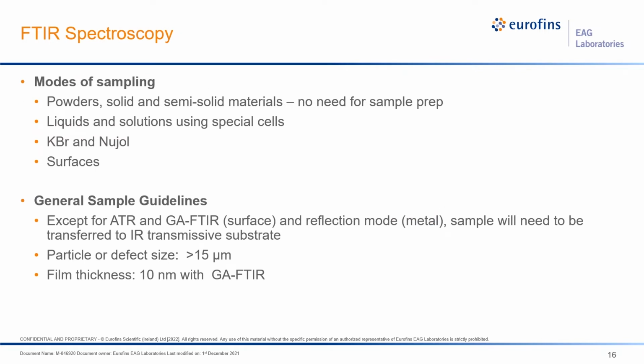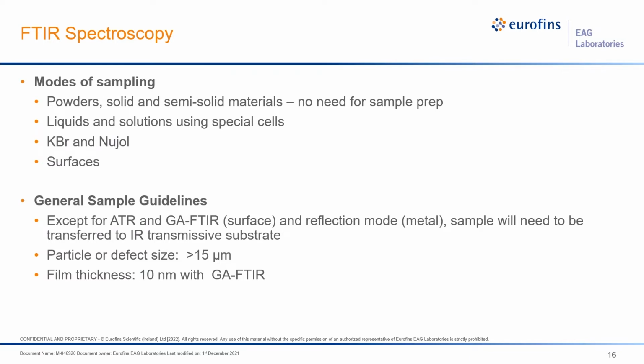So again, the big advantage of FTIR is that there isn't a need for extensive sample prep. You can essentially just take the sample, let's say, put it on a substrate and analyze it directly. You could also do liquids and gases using special cells, and FTIR spectra of gases are very sharp, very precise. There's also a KBr method and a Nujol method for preparing samples. In addition, as I mentioned, you can look at surfaces directly with the ATR and the GA-ATR crystals.